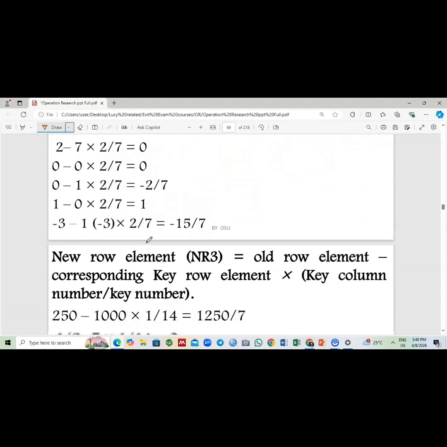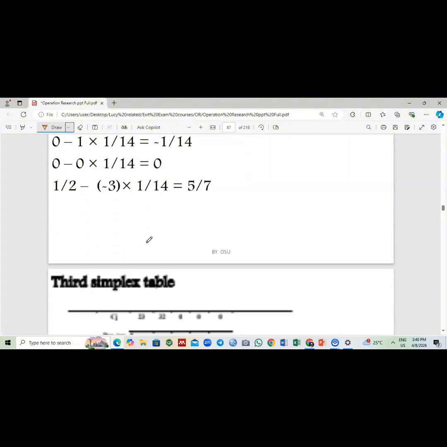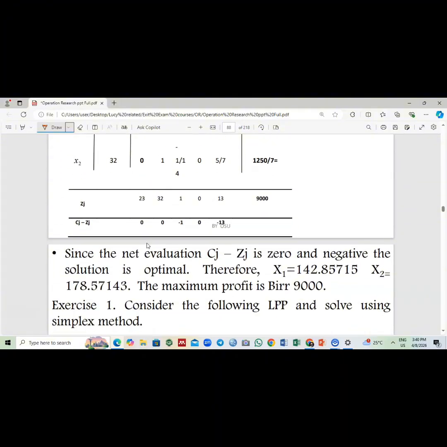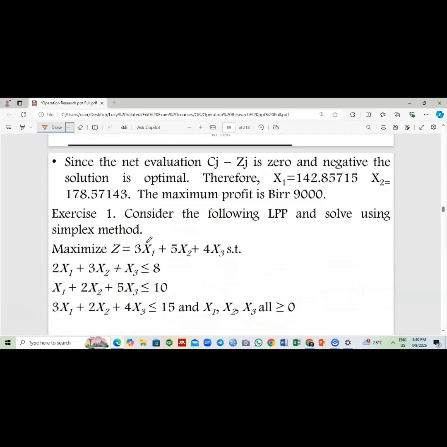Since the net evaluation of Cj minus Zj is zero or negative, the solution is optimal, therefore x1 is this number, x2 is this number. So the maximum profit is almost around 9,000.